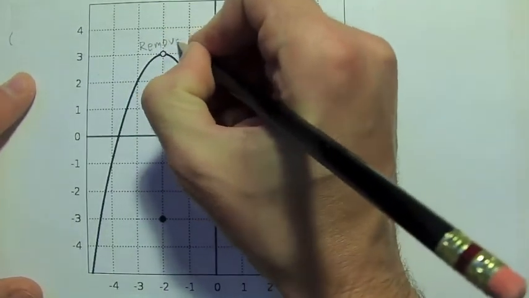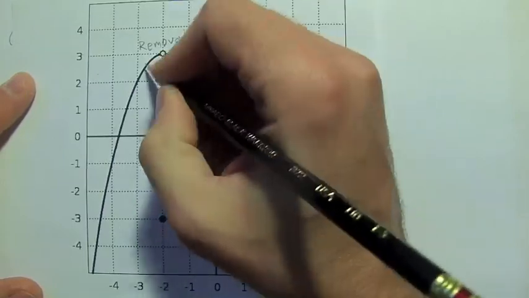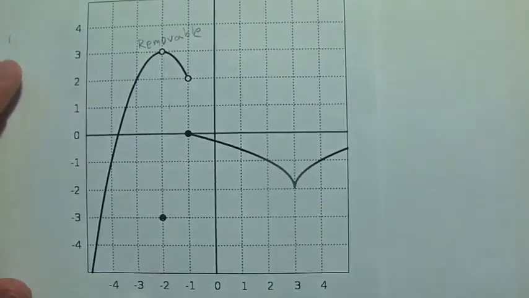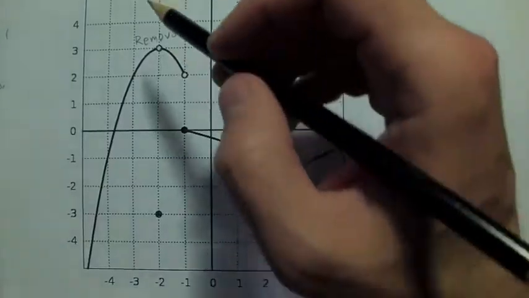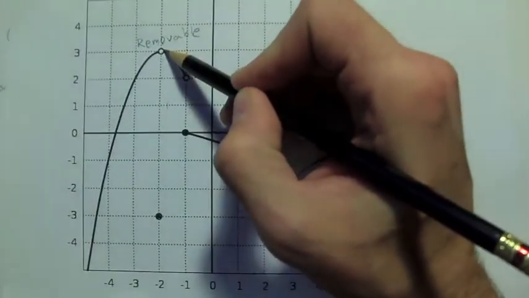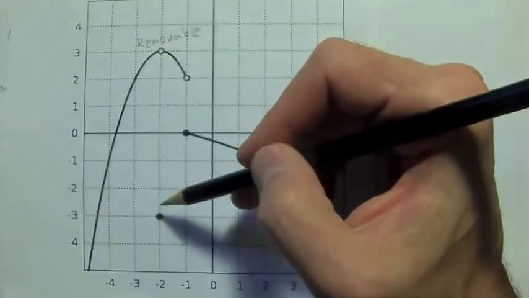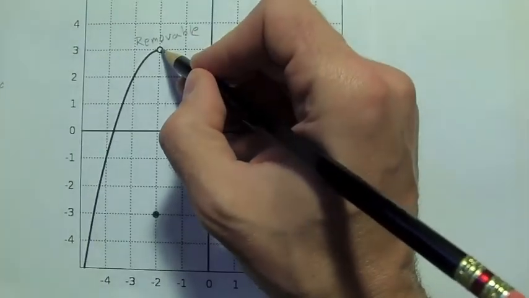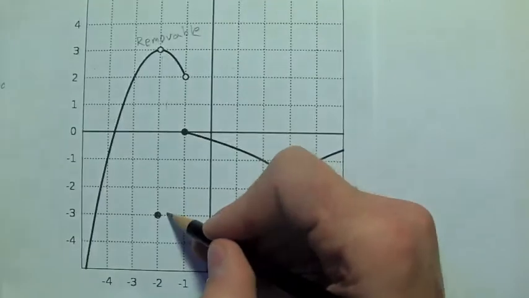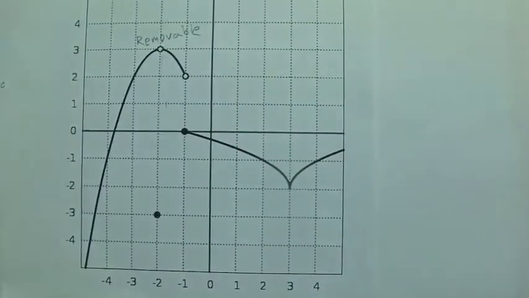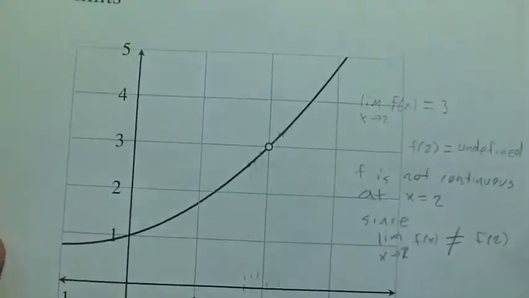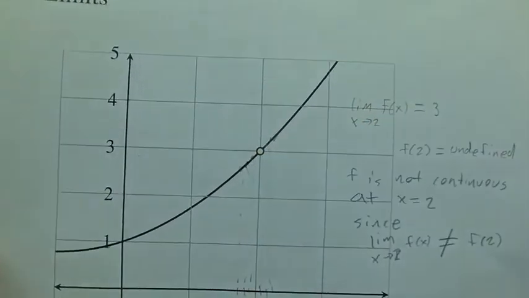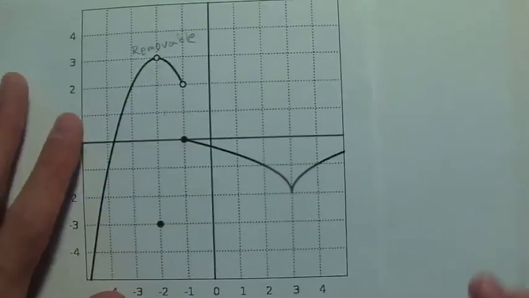You don't necessarily have to know these words, but this is a removable discontinuity because the limit exists, but it doesn't match the function value. And you can think of it, it's called removable because what do we do? We just take this point that used to be here and move it down here. Or with this example that we looked at previously, we just remove the point completely. Right? That's a removable discontinuity.